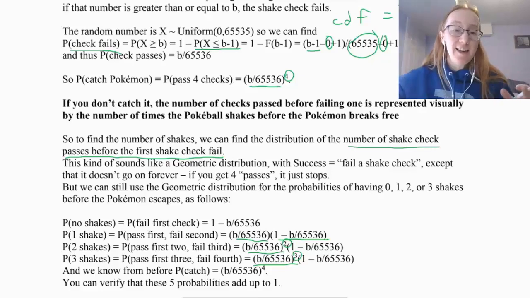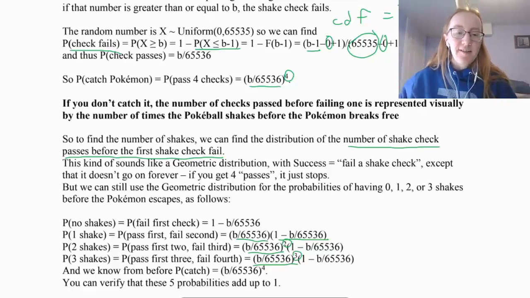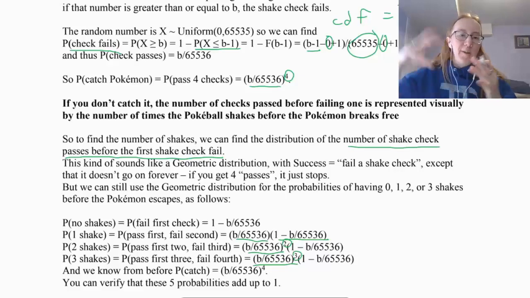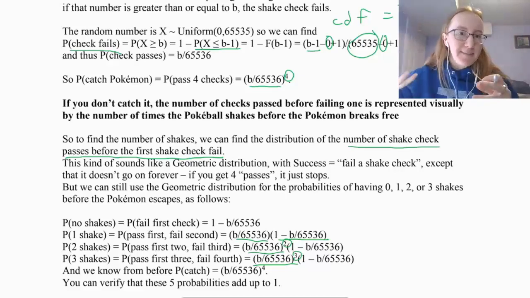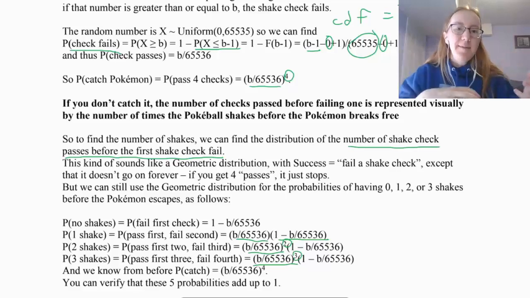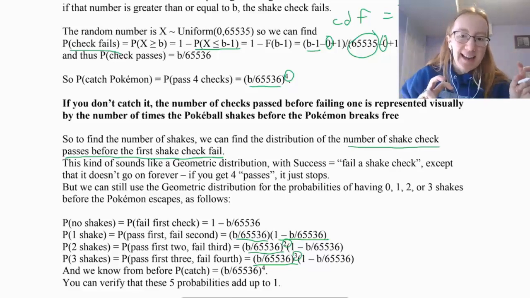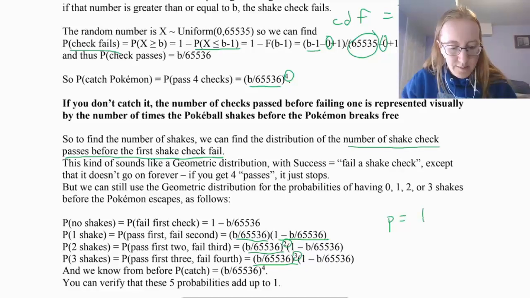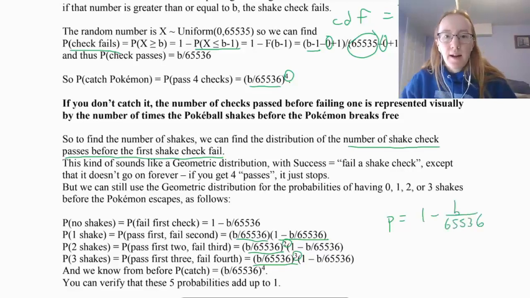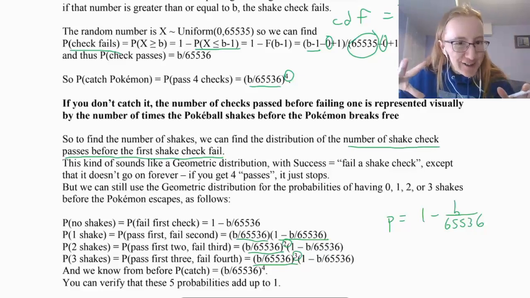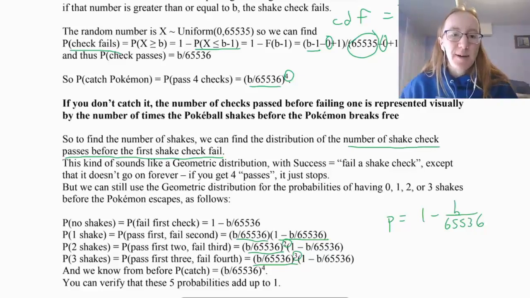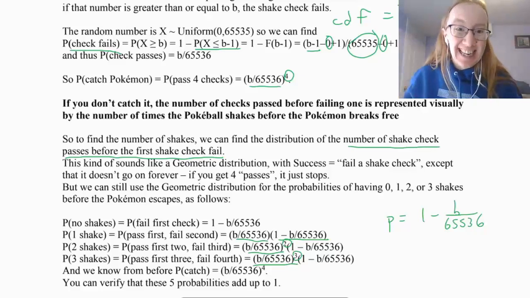So it's looking like a geometric probability function, right? We have this p and then 1 minus p, p, 1 minus p squared times p, 1 minus p cubed times p, except here p is 1 minus b over 65536. So it's again starting to look like a geometric with p equals 1 minus b over 65536. Yes, we are assuming the shakes are independent, and geometric and hypergeometric have absolutely nothing to do with each other.